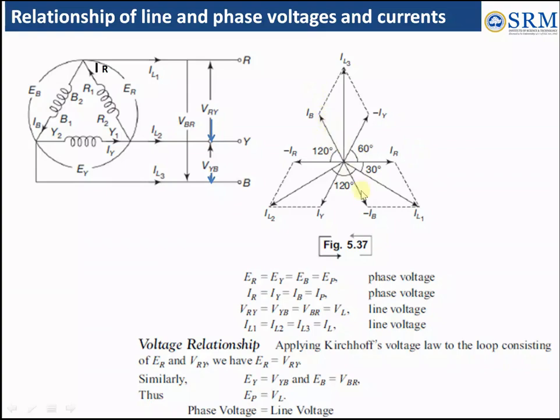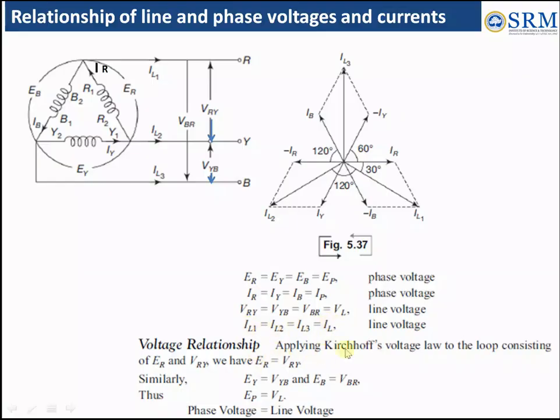Then opposite to that will be minus IB, minus IR and minus IY. And here if you join together, it is IL3. IL3 is across B and Y. Similarly, this is IL2 across Y and R. Similarly, B and R, it is IL1. So the phase voltages ER, EY, EB are equal to EP, the phase currents IR, IY, IB are equal to IP, and the line voltages VRY equal to VYB equal to VBR, that is VL. Line currents IL1, IL2, IL3 are equal to IL.